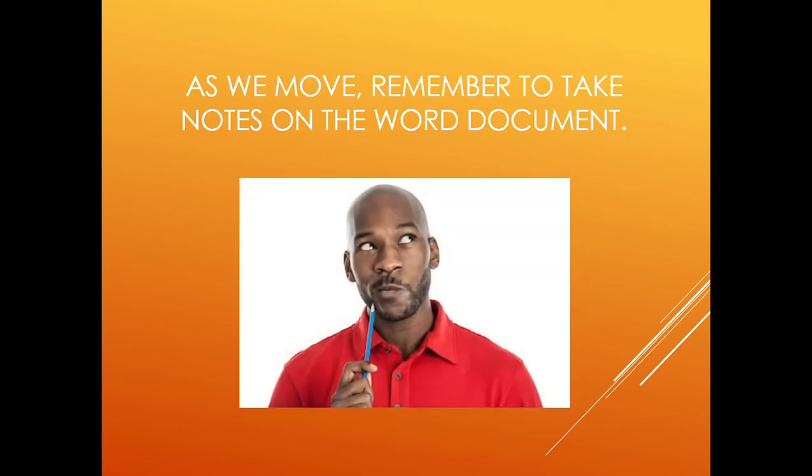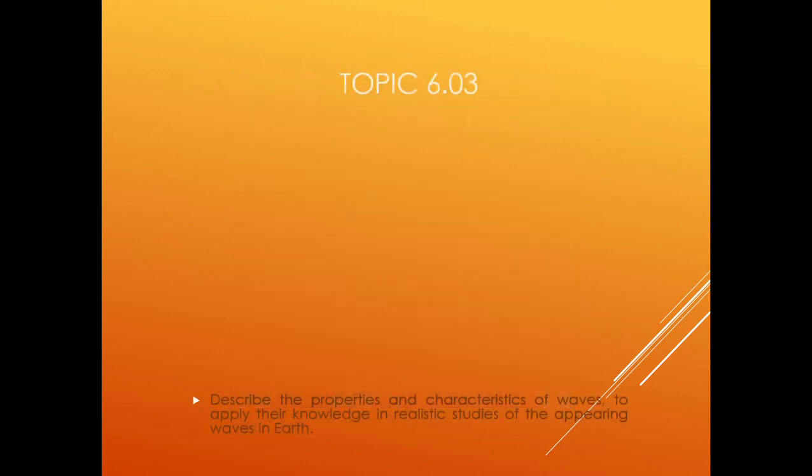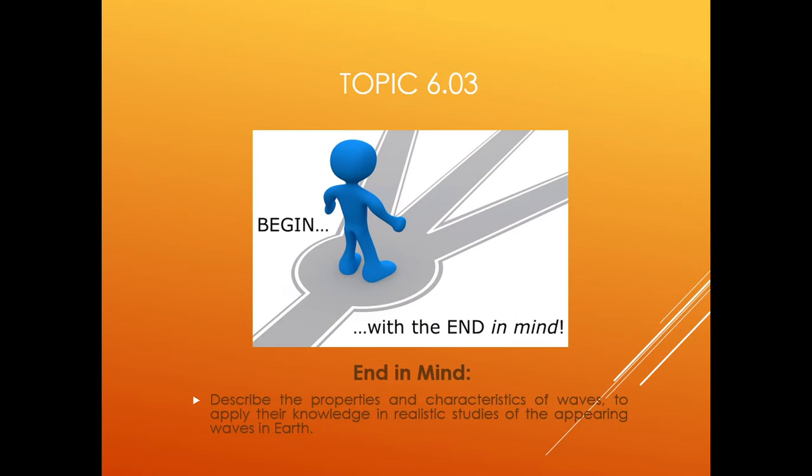And as we move, remember to take notes on your Word document, so that will help you to keep track of the most essential things from here. It is always necessary to start with our end in mind, so for topic 6.03, the end in mind is the following. Describe the properties and characteristics of waves to apply their knowledge in realistic studies of the appearing waves in Earth. Alright, so make sure to keep track of this very important information in your Word document.